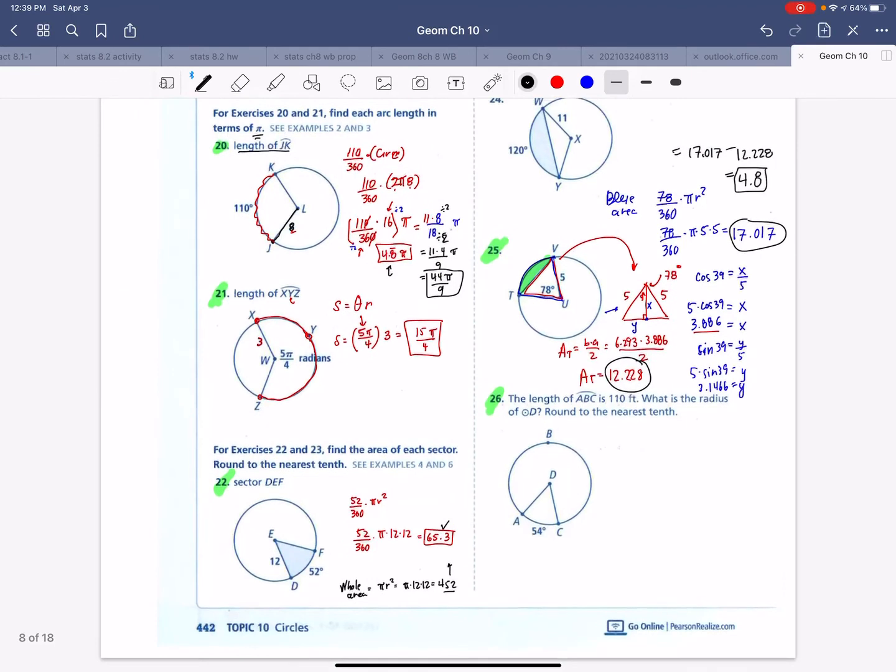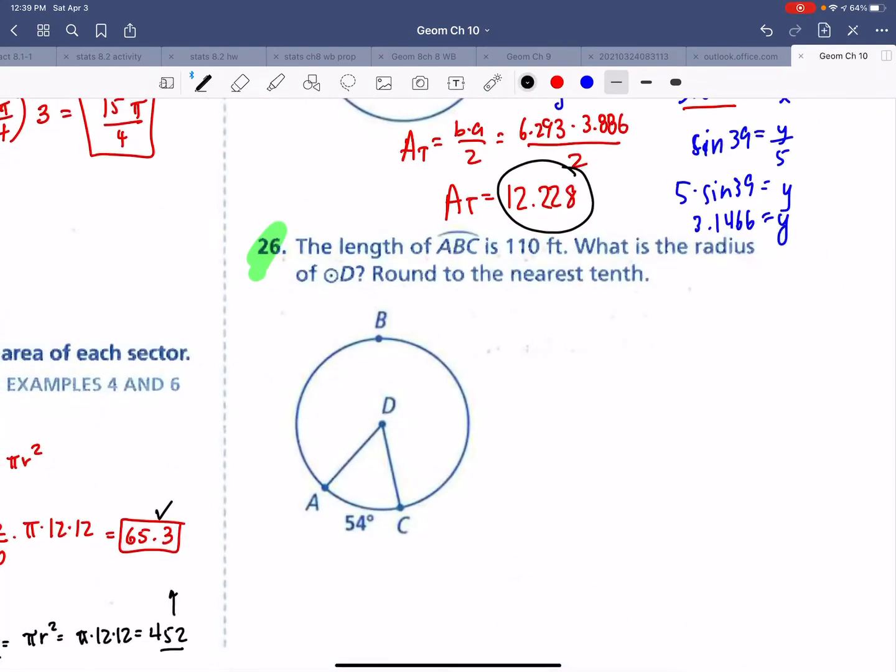Cool. All right, 26 says the length of ABC, so A through B, got to go through B, get to C, is 110 feet. So let's figure out what that is in an angle. We know that all the way around is 360. So ABC should equal 360, take away the 54, right? So that's 306 degrees. What is the radius?